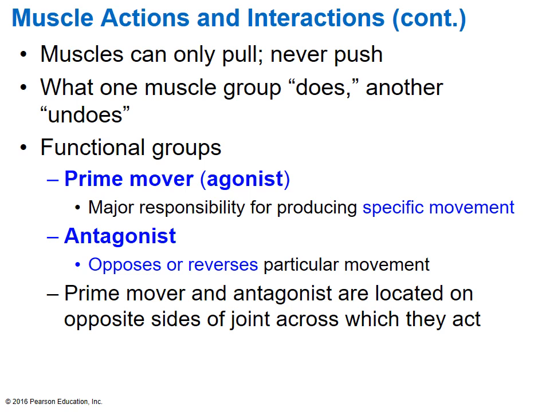An antagonist will be a muscle that will oppose or reverse that particular movement. So for instance, if we do a bicep curl, we're going to notice the belly of our biceps contracting, but at the same time we're going to notice that our triceps, which are on the back of our arms, are going to be tensing up. So they're doing an antagonistic movement. It's an opposite movement from the initial muscle that you were looking at.